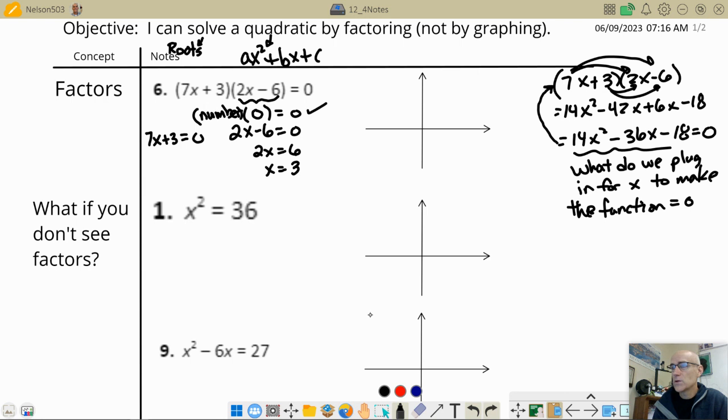So let's look back here. So 7x plus 3 equals 0, right? And I'm going to subtract 3 from both sides. Okay, so now I've got 7x equals negative 3. I divide by 7, and I get negative 3/7. Okay, well, no, wait a minute.